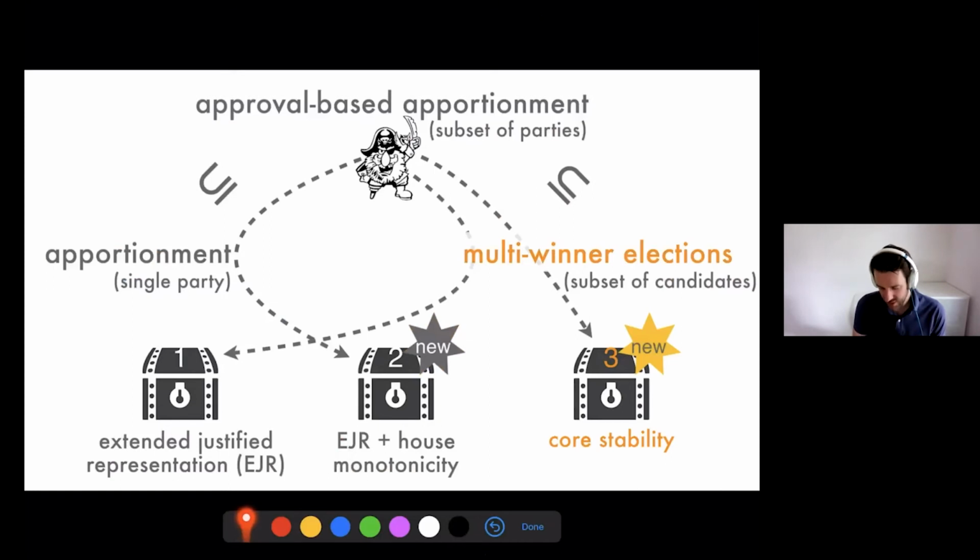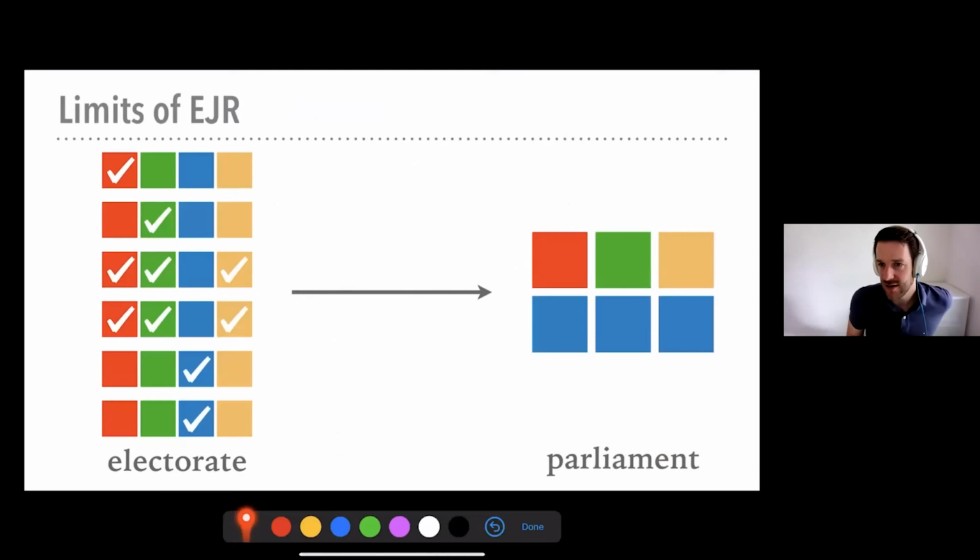So let me explain how we did that, but before I do that, let me motivate why we would even need something stronger than EGR. Why do we need to strengthen EGR to core stability? The reason is illustrated in this simple example. We have 6 voters with those approval ballots, and we have 6 seats. 6 voters, 6 seats is easy because it just means that every voter intuitively needs to be represented by 1 seat. And if you look at this seat distribution here, it doesn't seem very fair, right?